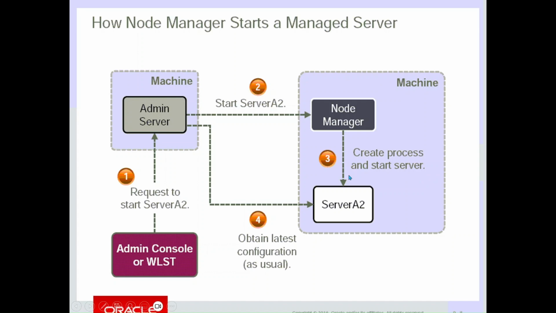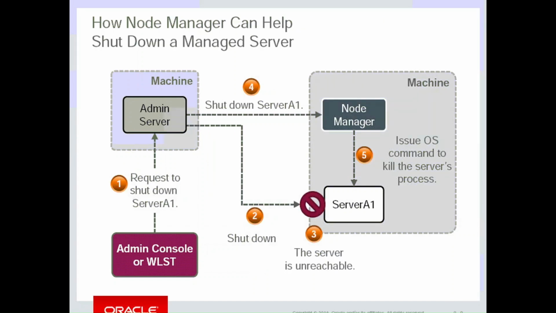Basically, to start server A2, the Node Manager must be in active and running mode. Then only can we start server A2, and then the admin server takes the latest configuration as usual from the server or managed server directly and we can see it on the console. When we see the console, I'll show all these things on the console as well.